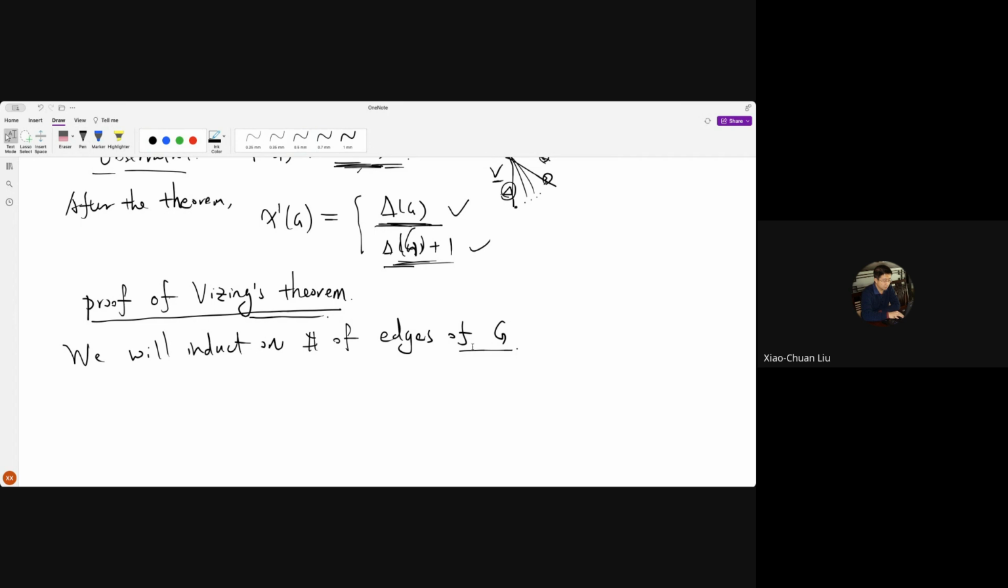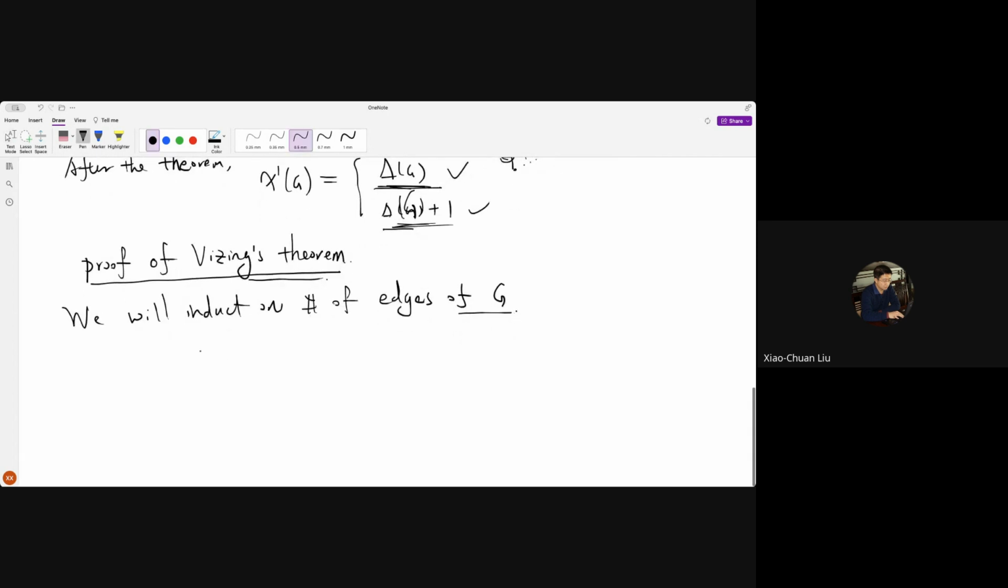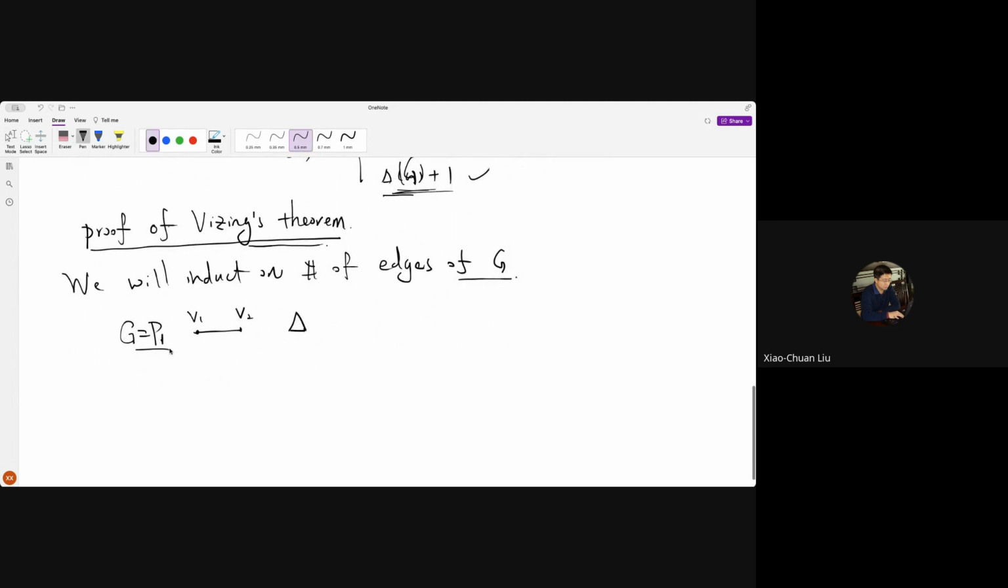We have to make a claim. So the induction will be, we check some base cases. Maybe let's see a very simple graph with two vertices. So my G is one edge. Let's say P2, an edge, two vertices, a path of length 1, P1. I don't know, usually some people use P1, some people use P2. Okay, an edge, and the maximum degree of G is 1. Clearly you put one color to it. That's it. So the chromatic index of my G is 1.